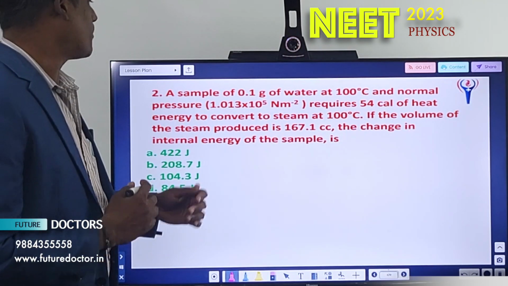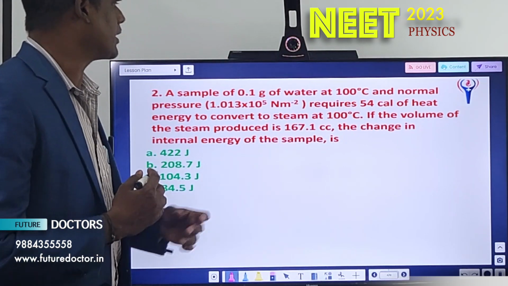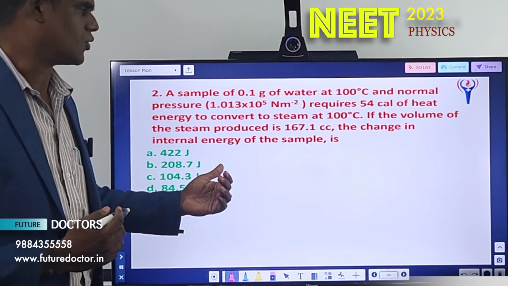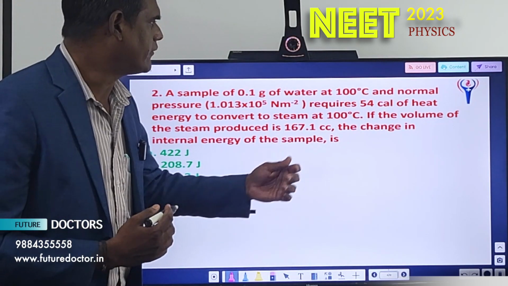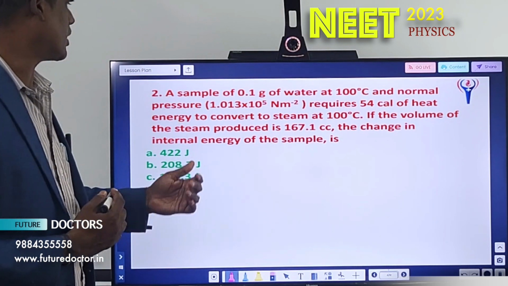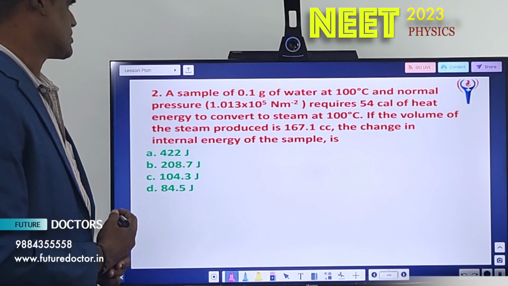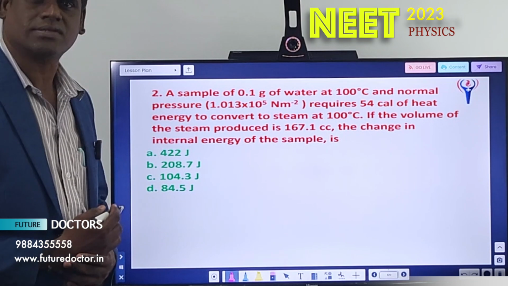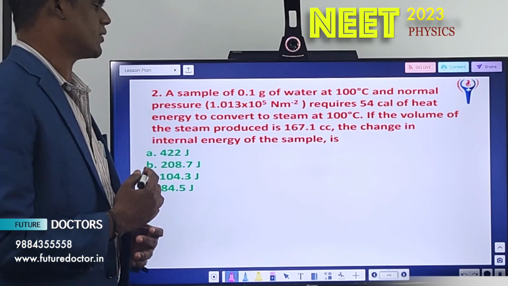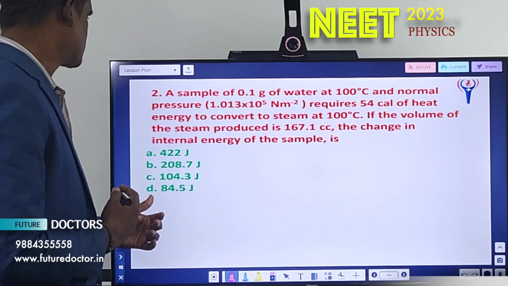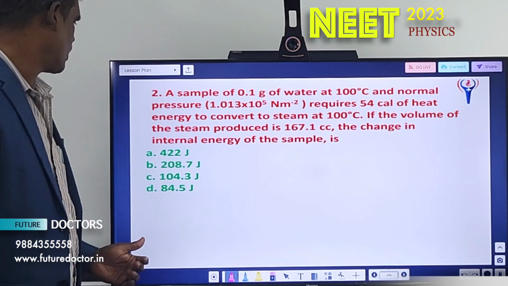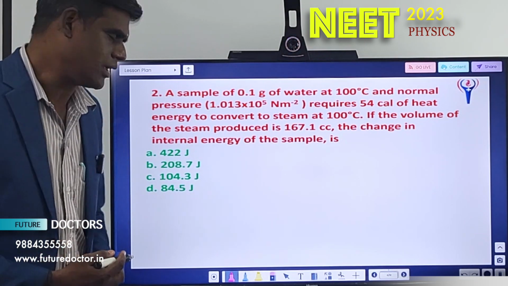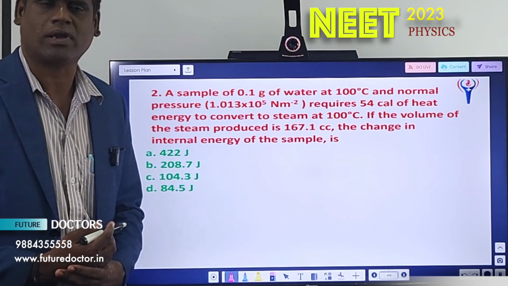A sample of 0.1 gram of water at 100 degrees Celsius and normal pressure of 1.013 into 10 power 5 Newton per meter square requires 54 calorie of heat energy to convert to steam at 100 degrees Celsius. If the volume of the steam produced is 167.1 cc, the change in internal energy of the sample is dash. A option 422 joules. B option 208.7 joules. C option 104.3 joules. D option 84.5 joules.